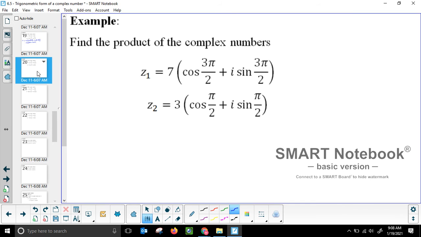Again, this would probably be a good time to pause, try it on your own, and then push play to check yourself. So z1 times z2. 7 times 3 is 21. Cosine of 3 pi over 2 plus pi over 2 is 4 pi over 2, which is 2 pi.